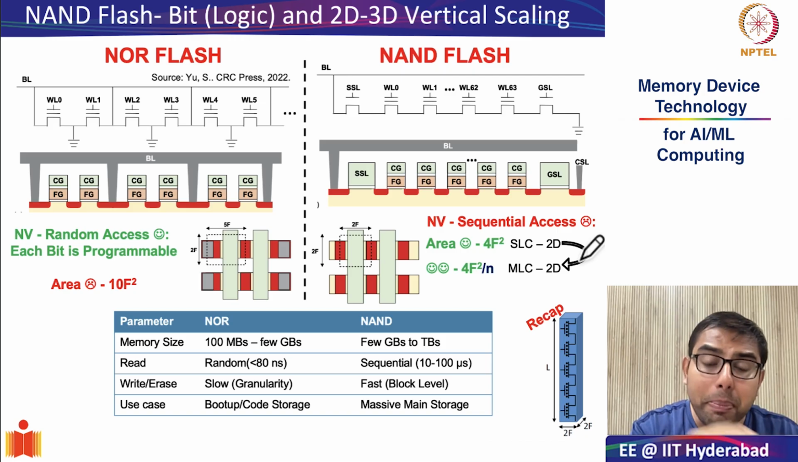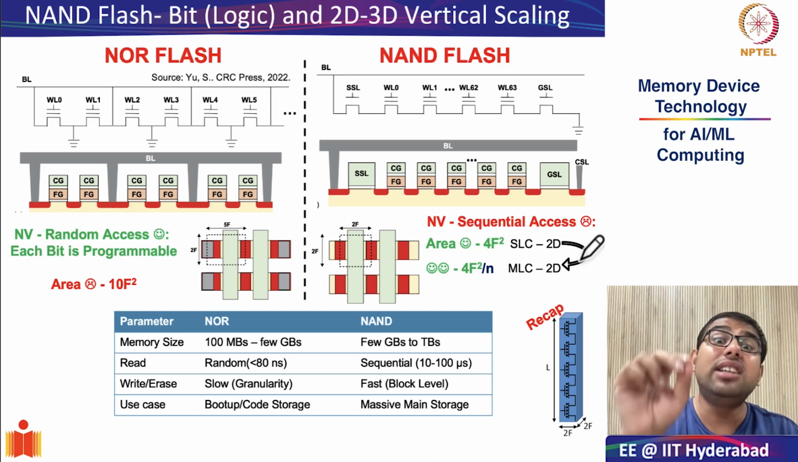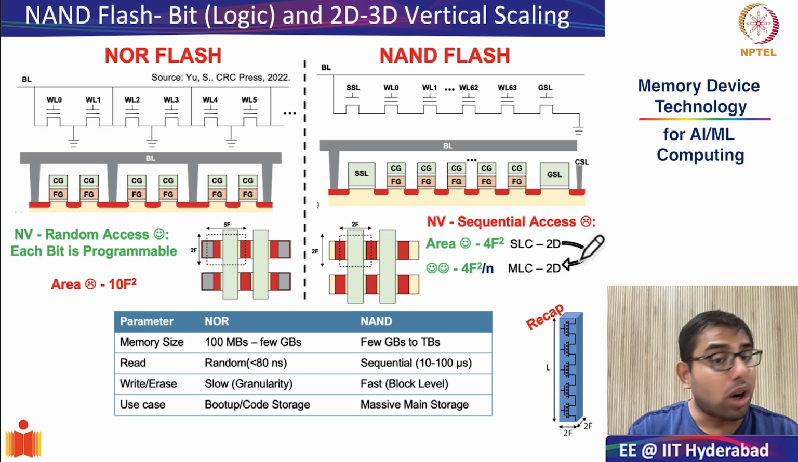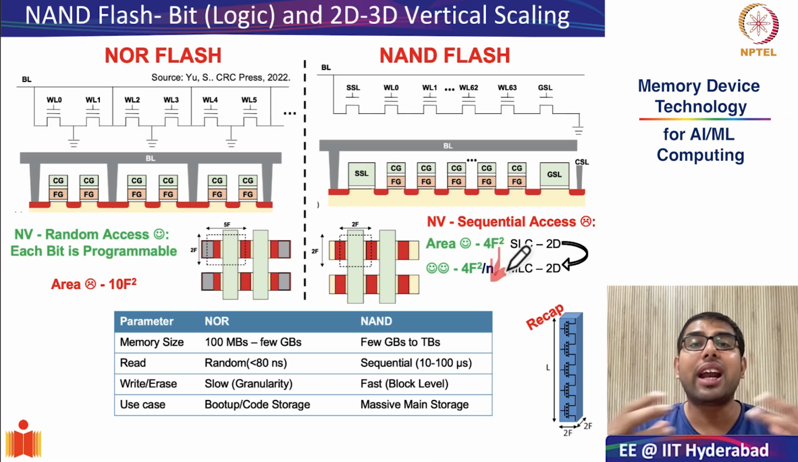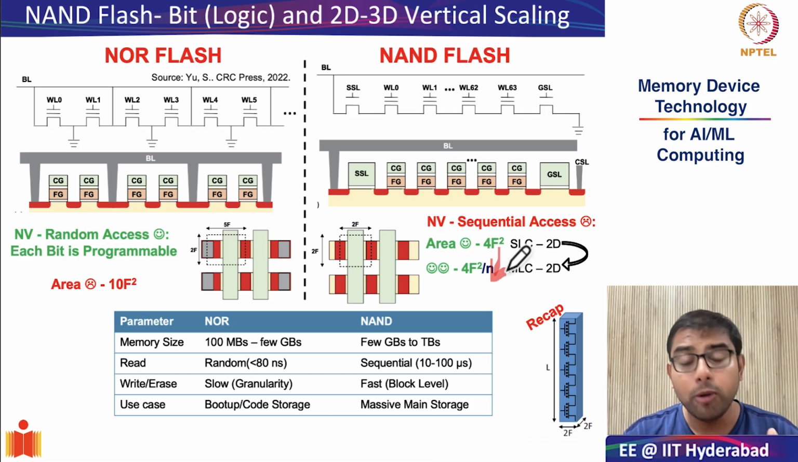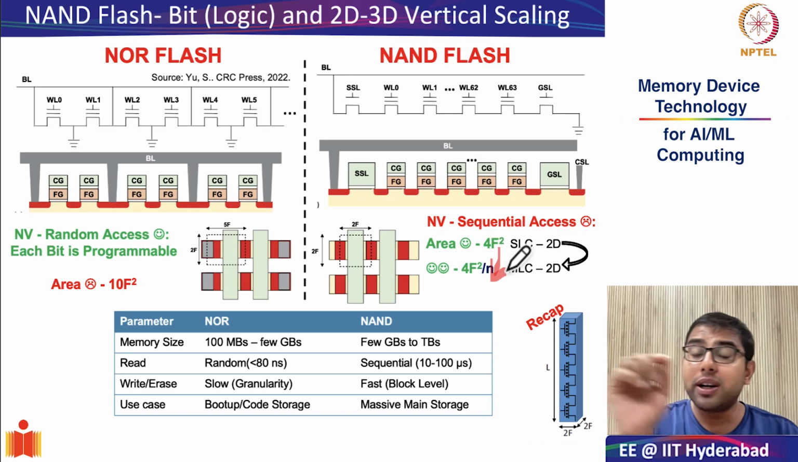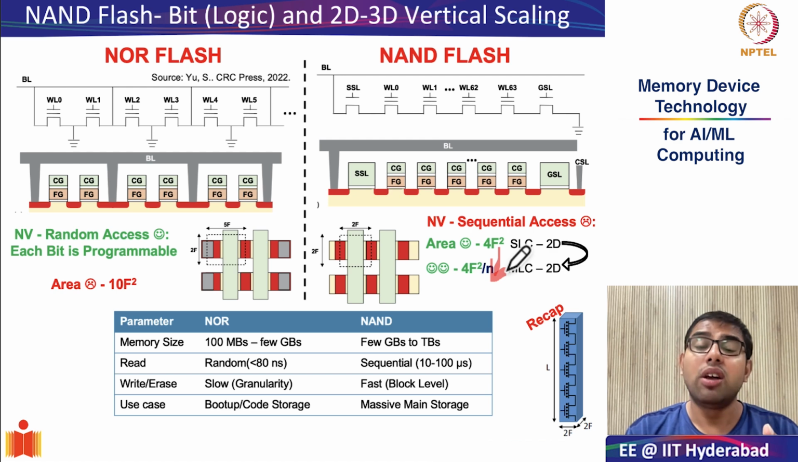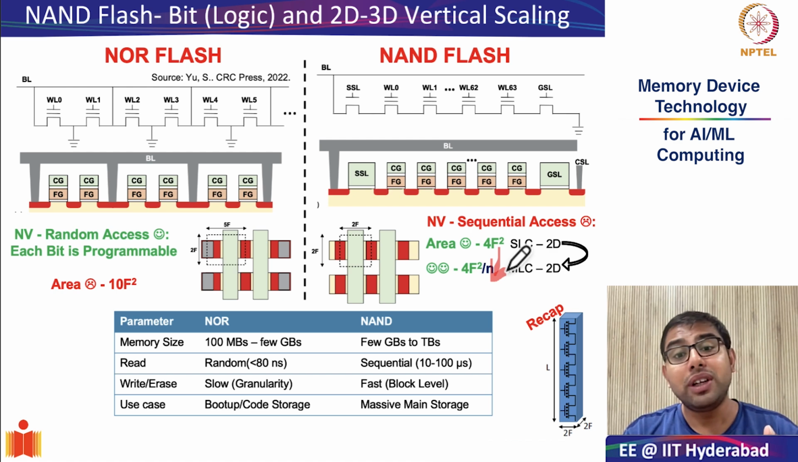There can be multiple bits that can be stored in the same flash cell. What does that give us? That gives us bit density. Immediately, our area becomes from 4F squared to 4F squared by n, where n is the number of bits that you can store. So today in market, you have MLC, which is multi-level cell, which is essentially 2 bits per cell. You have TLC, which is a 3-level cell, which has 3 bits. And you have also QLC, quad level cell, which has 4 bits.